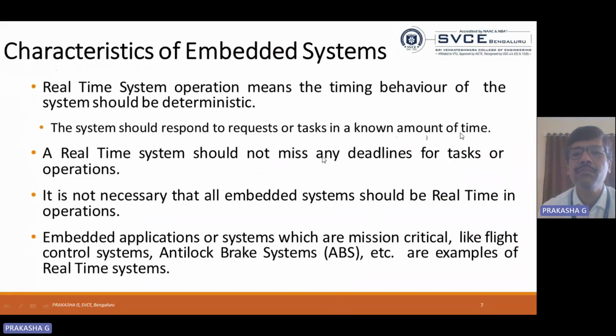A real-time system should not miss any deadlines for a task or operation. One of the important features of this characteristic is that it should not miss any deadlines. If it is 6 o'clock, it should get the reading exactly at 6 o'clock. It should not mismatch. It is not necessary that all embedded systems be real time in operation. Embedded applications that are mission critical, like flight control systems and ABS, the anti-lock braking system, are some of the best examples of real-time systems. Flight control should have 100% efficiency, so it should work in real time.